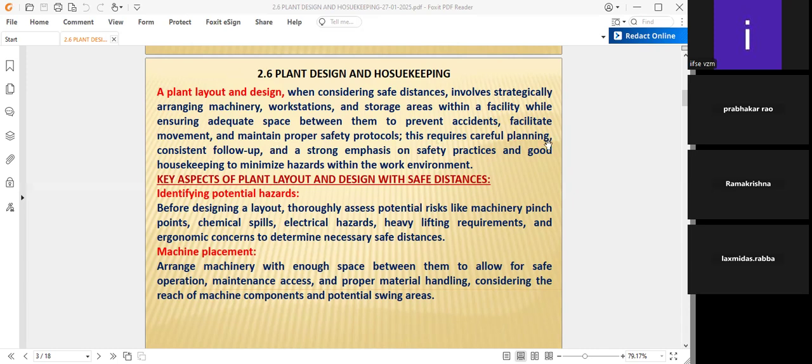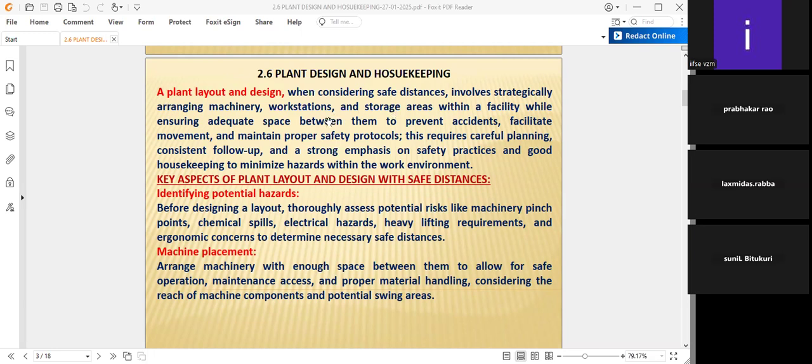This requires careful planning and consistent follow-up. The follow-up is also necessary, and we'll discuss it. Once the plan is approved and construction has started, in between some ideas come up through brainstorming and we have to change the plan itself. Revision 1, the plan design is changed again. That's why consistent follow-up is necessary so that the ultimate goal of the organization's objective is achieved, with strong emphasis on safety practices and good housekeeping to minimize the hazards within the work environment.